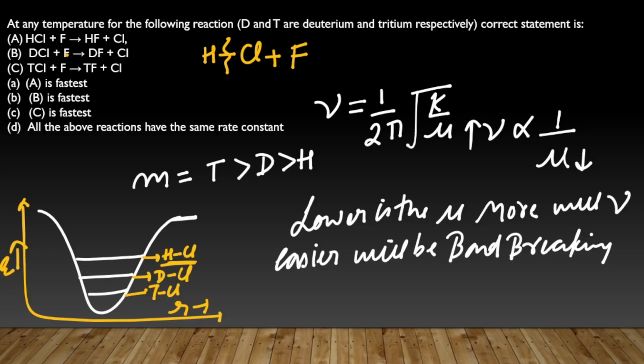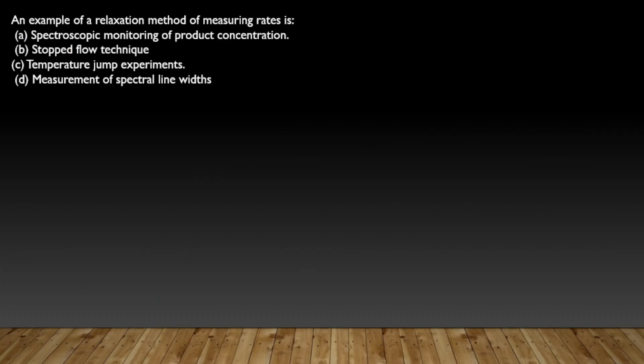Right? So out of A, B and C, A is the one in which the HCl is going to break at the fastest rate. So A is going to give the fastest reaction. So option A will be correct in this case. Okay. Moving on to the next one.